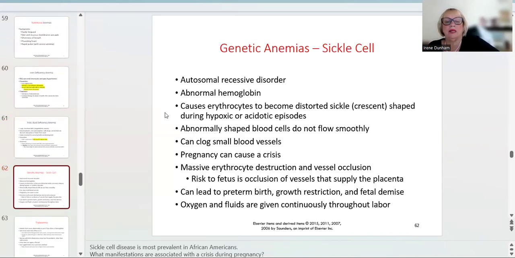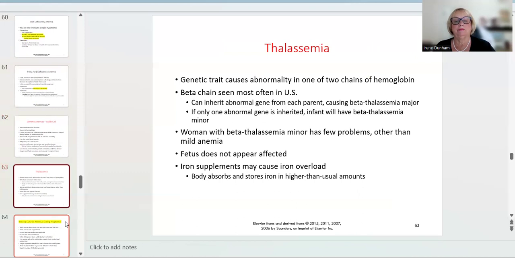I kind of went over sickle cell already. I put it in here, and if you didn't have sickle cell yet in Med-Surg, it gives you a little bit of explanation of what it's all about. And the main thing with pregnancy is that they do go into crisis, and we have to treat them, bring them in, and give them blood or give them fluids so that they can keep circulating what they need to circulate, so carry good oxygen to mom and baby.